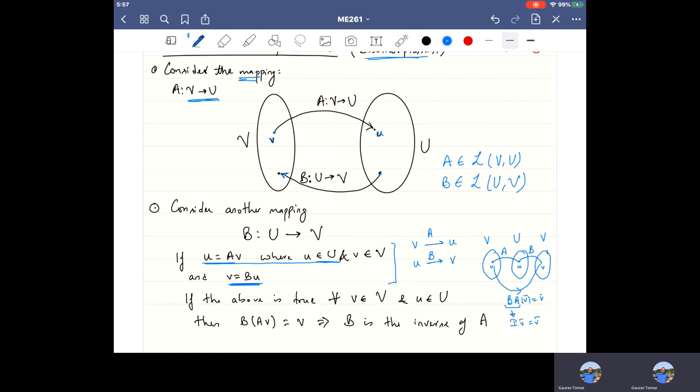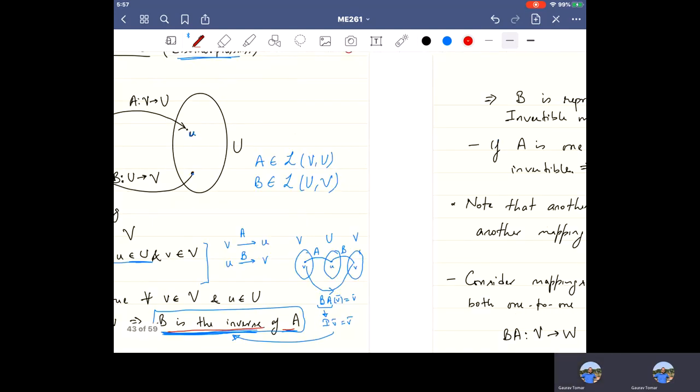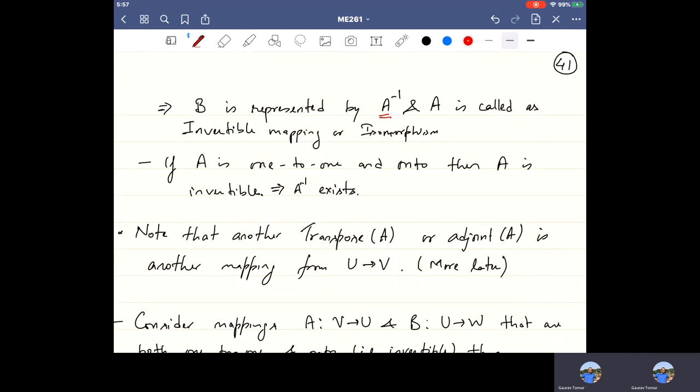So this identity mapping means that B can be called the inverse of A. It's just inverting the mapping. You mapped V to U, and this mapping B is inverting the mapping. It's taking U and bringing it back to V. So this is called invertible. B is called the inverse of A in that case. Now, normally we represent B as A inverse, and we call it an invertible mapping or isomorphism, as I said.